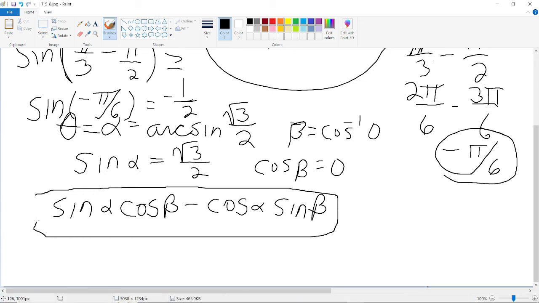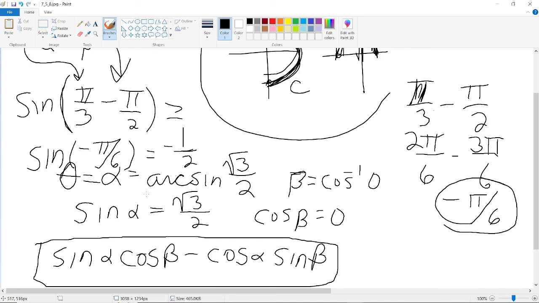Don't have to worry about it. All we have to do is add those angles up and then find the sine of whatever they add to, or in this case subtract to. Sine of negative pi over 6 equals negative 1/2. So there's your answer for 7.5, number 8.